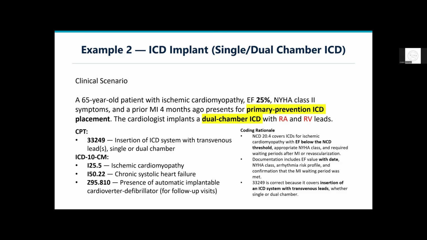This leads us to 33249 with I25.5 for the ischemic cardiomyopathy, I50.22 for chronic systolic heart failure, and Z95.810 for presence of automatic implantable cardioverter-defibrillator. Now, the Z95.810 is not going to be applicable to the device itself for the implant. This is for when they are seen for follow-up visits.